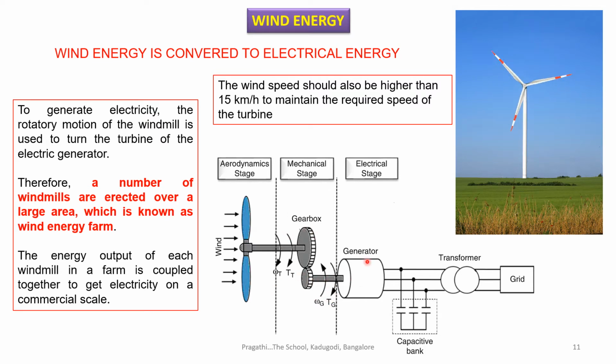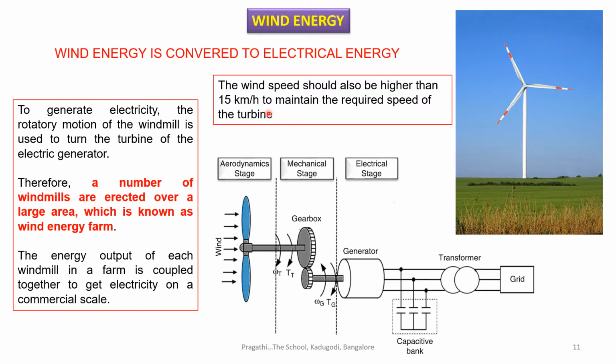So here the generator rotates and it stores the energy and gives it to the transformer, and it goes to the grid. That means it comes to our house. The wind is coming here, it rotates the generator, and the generator produces electricity. Very, very simple. And what is the principle here? The wind energy is converted to electrical energy, that we know. What should be the wind speed? The wind speed should be higher than 15 kilometers per hour. This is very, very important.